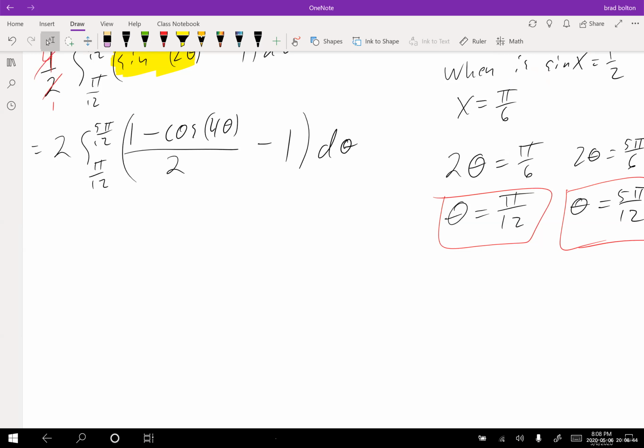So now I should be able to get, let's see, if I pull the 2 out from both, this will be the integral of pi over 12, 5 pi over 12. I could cancel this 2 and then bring this 2 outside, but then that would make this have to have a division by 2. Yeah, so we could do that, and then this would become 1 minus cosine of 4 theta minus 1/2.